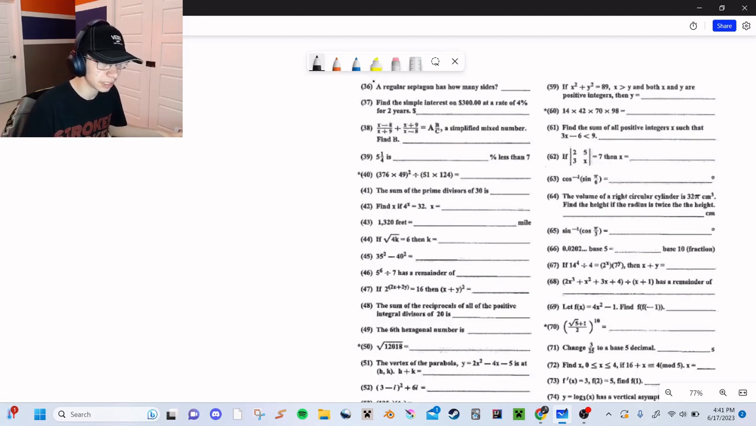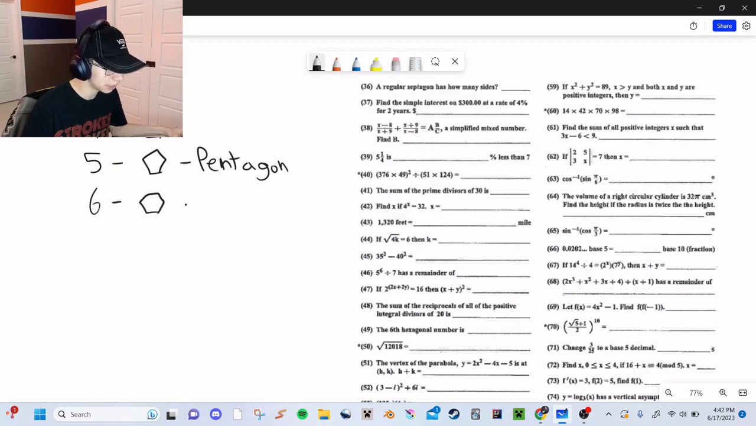So a regular septagon has how many sides? Well, let's remember what our shapes are. Something with 3 sides is a triangle, 4 sides is a square, 5 sides. This is where a unique naming system comes into play. So we have pentagon, and then with 6 sides we have hexagon.